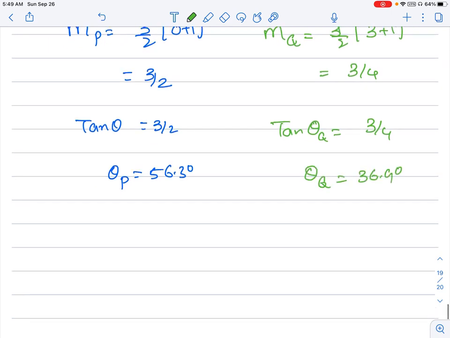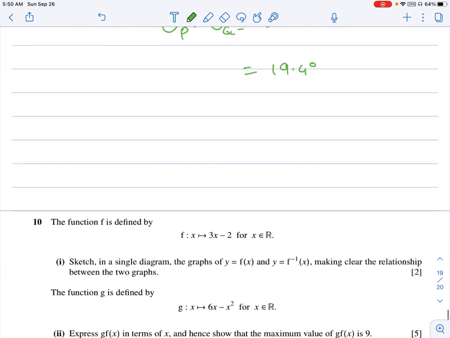So I want the angle between them, theta Q minus theta P, or theta P minus theta Q, whichever, bigger minus smaller. So theta P minus theta Q, which is 56.3 degrees minus 36.9 degrees. So which is nothing but what? 19.4 degrees. This is one of the ways to do it in an easier way.